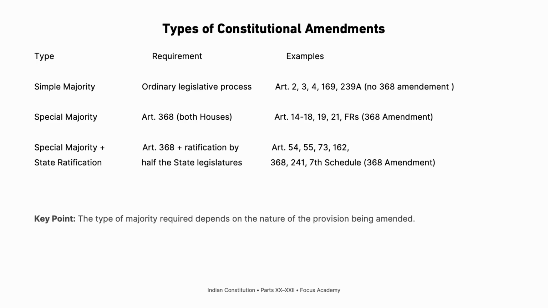Now, these are the types of constitutional amendment: simple majority, special majority, and special majority plus state ratification. For simple majority, ordinary legislative powers; special majority, Article 368; special majority plus ratification by half the state legislatures. Simple majority means no Article 368 amendment. Articles 2, 3, 4 do not form part of the constitutional amendment.